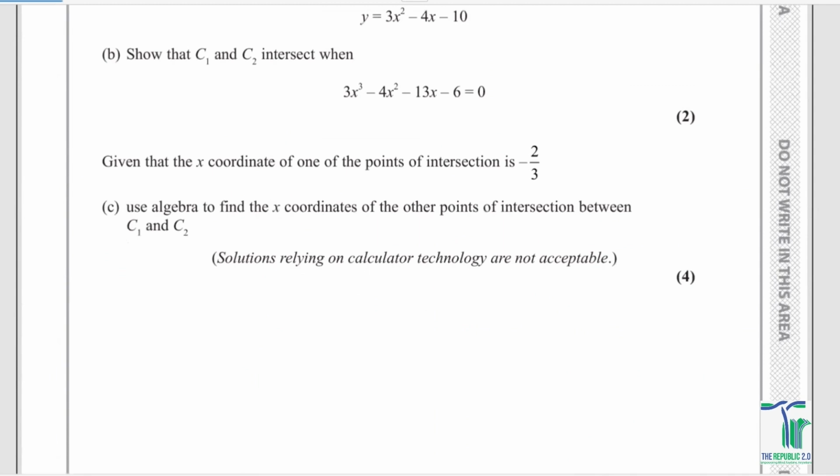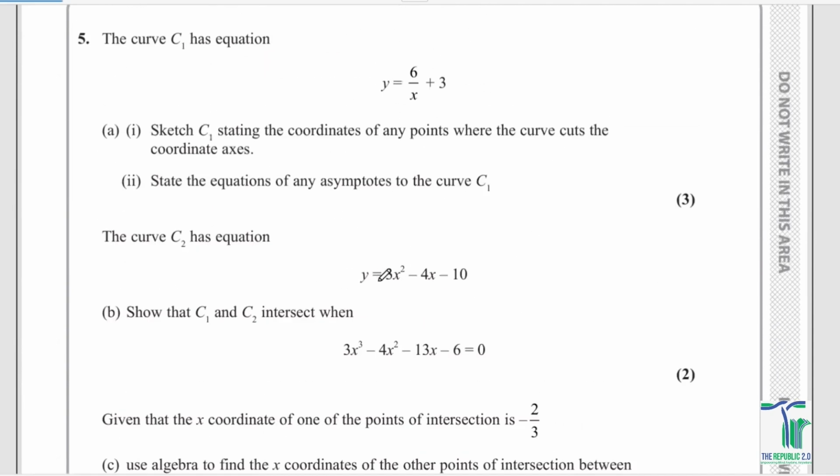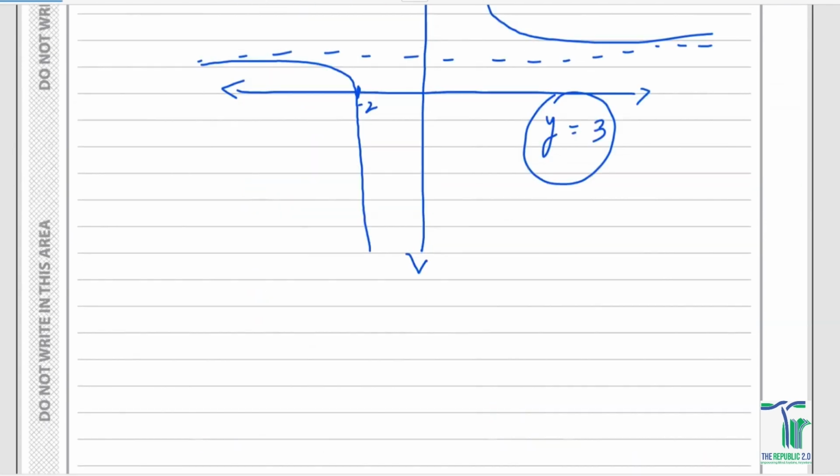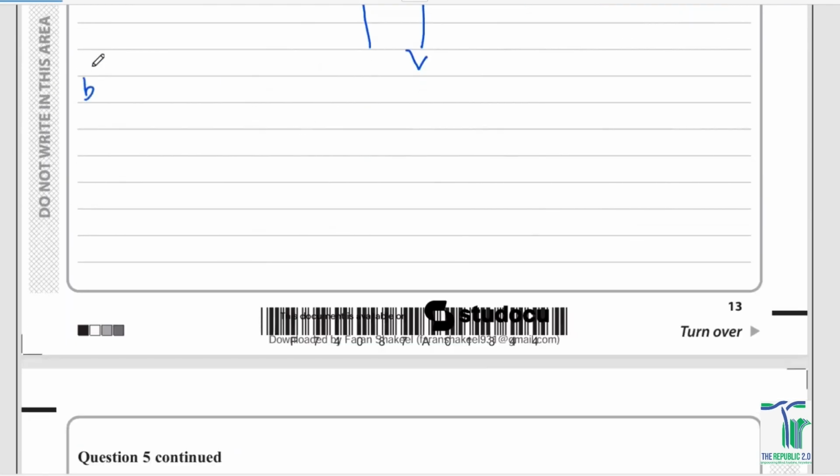In the B part of that question, show that C1 and C2 intersect when 3x cubed minus 4x squared minus 13x minus 6 equals 0. So you've got C2 as well, and that is y equals 3x squared minus 4x minus 10. Both of these curves must be intersecting when you'd be having this equation. So we're just going to keep them equal, and we'll simplify to see if you're having the right answer or not. So for the B part, we just need to equate both the equations.